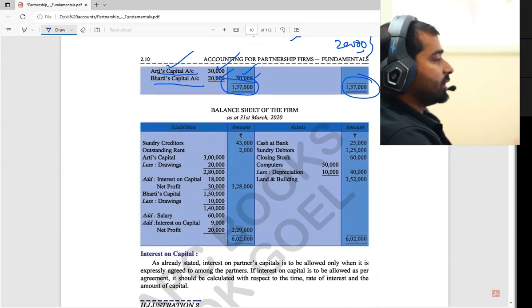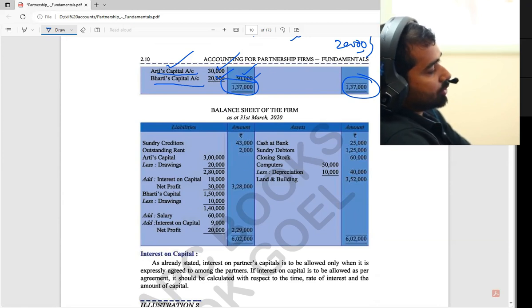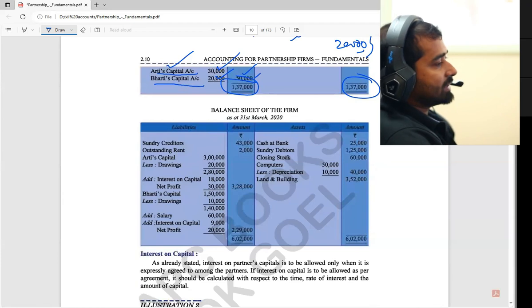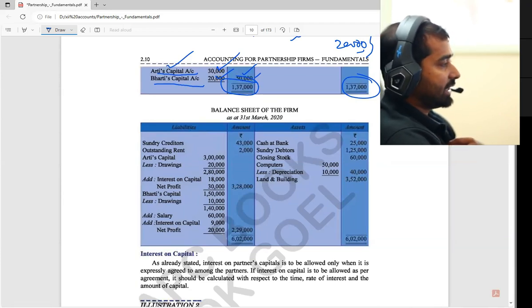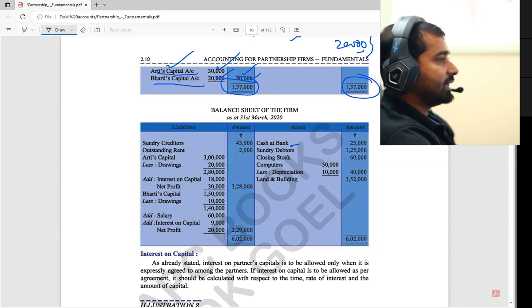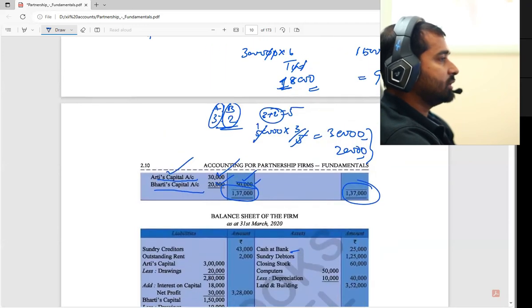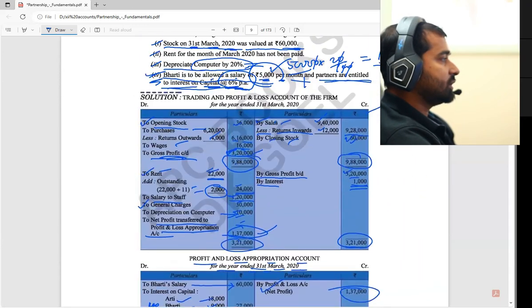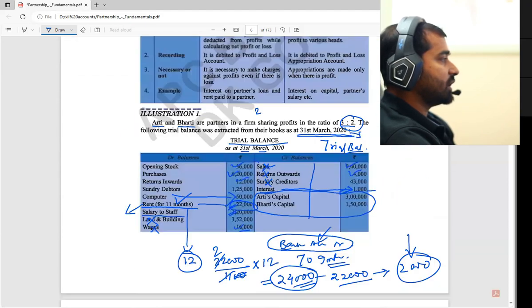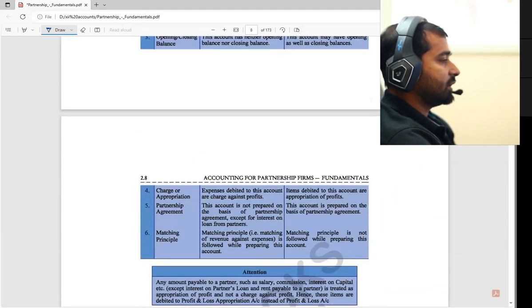Now the last part we are going to see is the balance sheet of the firm. For the balance sheet, we check which things we have already taken and which things were left, and those we are going to take. Now cash at bank, it was 25,000. Let's see the question one more time. These are all the things we have here.